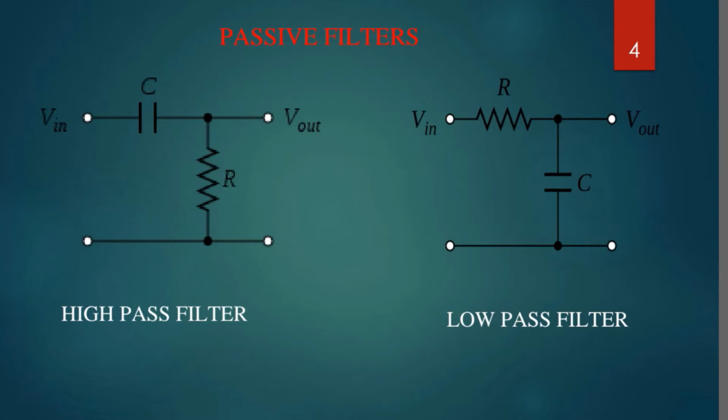Here is the circuit which is given for high pass filter and low pass filter. A high pass filter is a circuit with a capacitor and a resistor, whereas in the low pass filter, the voltage in and output are connected to the resistor.